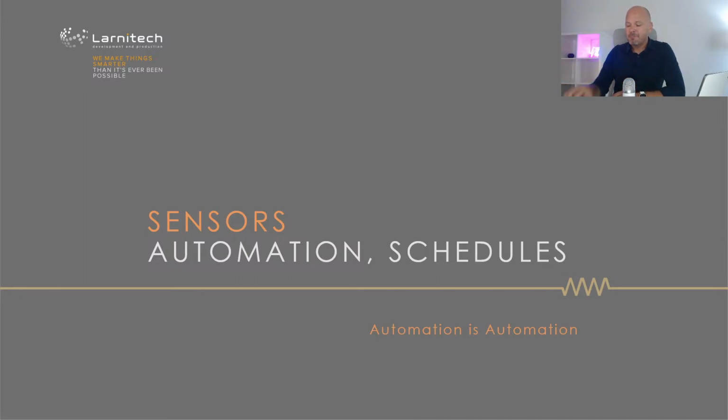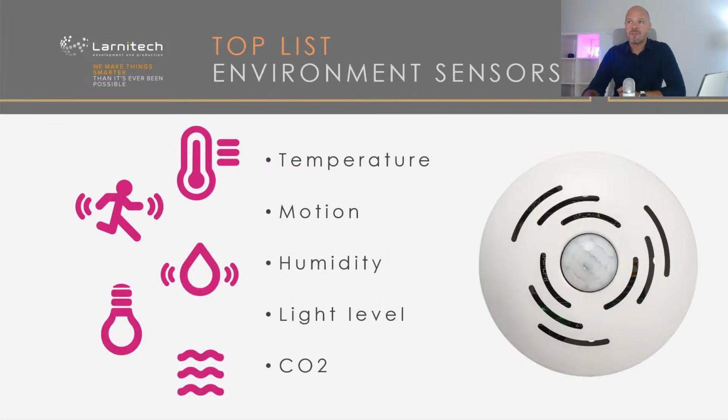And automated means that you will use sensors. These are the most popular environmental sensors. So we can check temperature, motion, humidity, light level, CO2. These are like 5 parameters which clients usually would like to know inside the typical rooms.